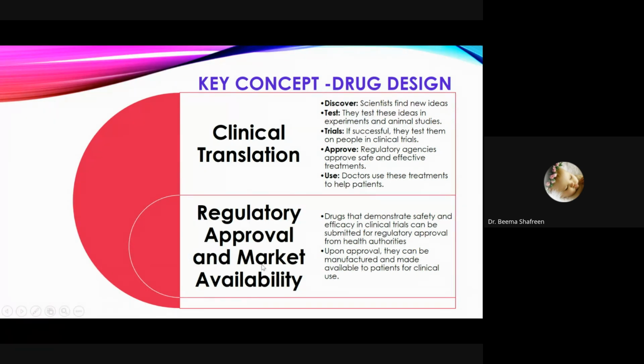The regulatory approval and the market availability is also one of the major key concepts of drug designing, where it needs to demonstrate the safety and efficacy in clinical trials that has to be submitted for regulatory approval from the health authorities, and then drugs can be manufactured and made available for the patients for clinical use.